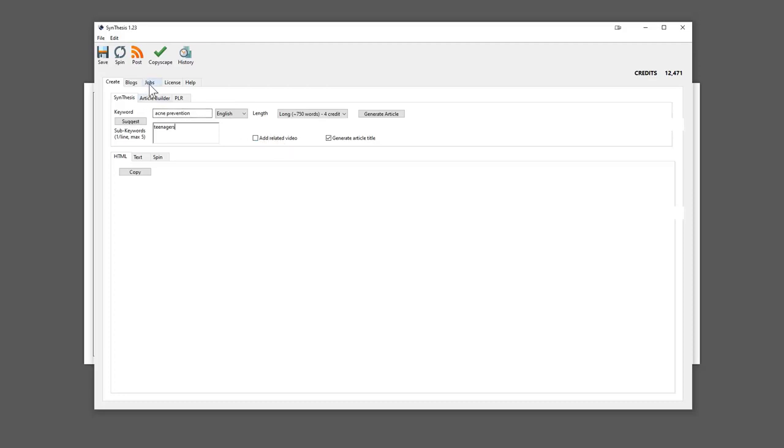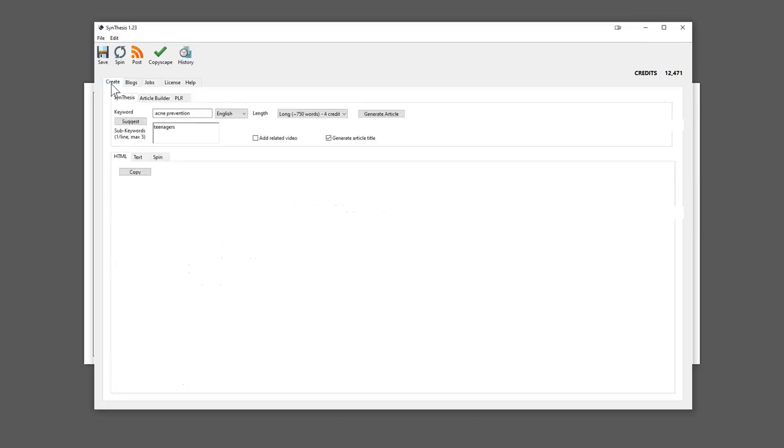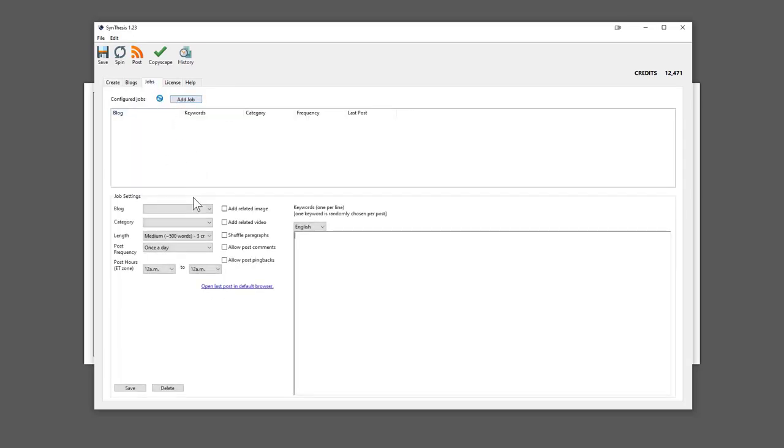I want to jump to the jobs tab. So when you create a job, effectively, it's the same as this, but it's on a timer. So when we go into the jobs and we add a job, you choose your blog. I haven't set any up, by the way, so you can't see my blogs here. Choose your blog, category, length, and so on, how many times you want it to post. And although you can post once or twice a day, I wouldn't recommend that because in most cases, it's too much. I would say maybe every week, once a week.